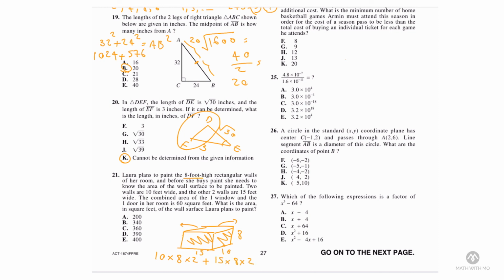So it's 160. This one is 240. Just make sure that's true. Okay, 240 and 160. If we add them together, we get 400. Now, because we have a window and a door, and both together are 60 square feet, we subtract 60, and it becomes 340.